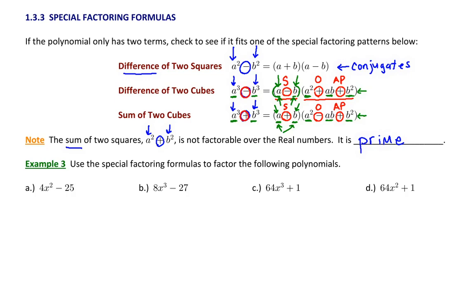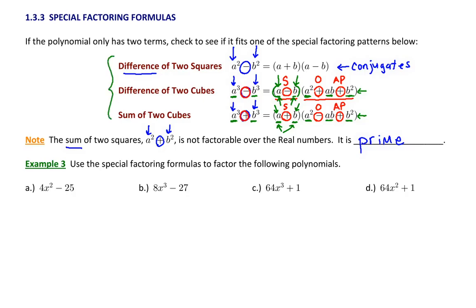So let's apply these special factoring formulas to factor the following polynomials. Example A, we have 4x squared minus 25. Now the first thing I notice about that is that there's only two terms. It's different from the examples that we looked at in factoring the GCF. It's different than the examples we looked at with factoring by grouping, which had four terms. So the little two-term polynomials catch our attention. If it only has two terms, we want to know, does it fit one of these patterns?